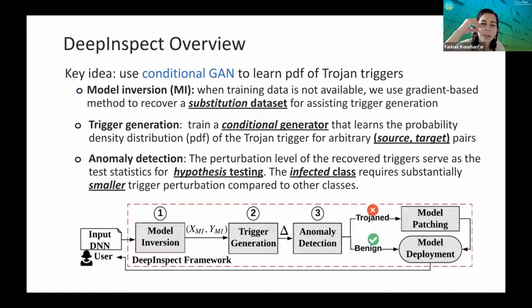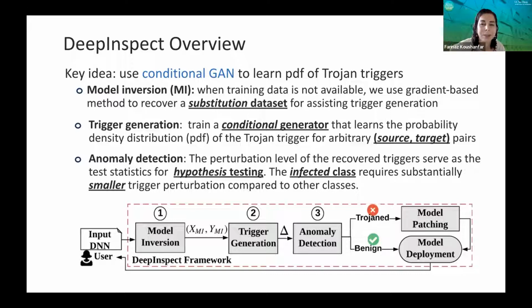Model inversion is used when the training data is not available. Then you could use a gradient-based method to recover a substitution data set. So assuming that you have a model but you don't have the data, you could use these model inversion methodologies to get a surrogate data set or substitution data set, so you could learn the trigger generation from that substitution data set. And the trigger generation is basically training the conditional generator, which uses a GAN to learn the probability density function of the Trojan trigger for arbitrary source target pairs.